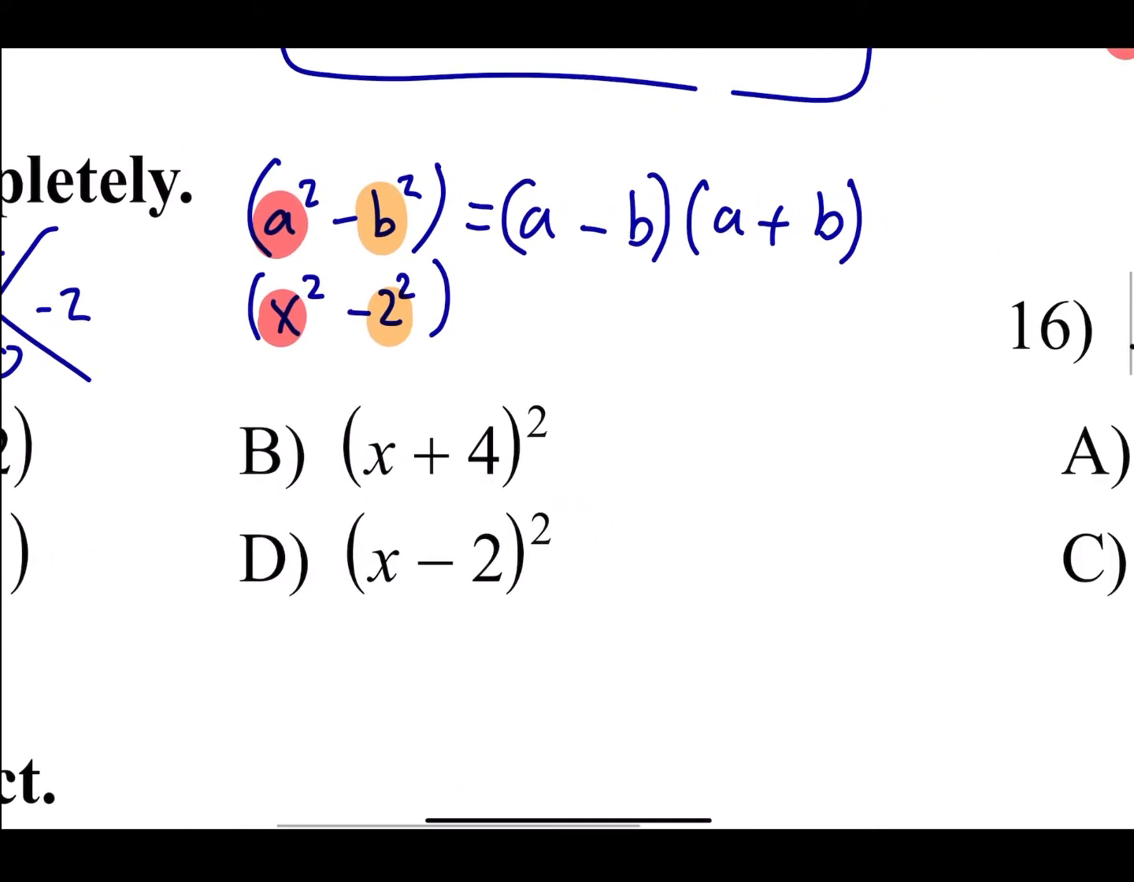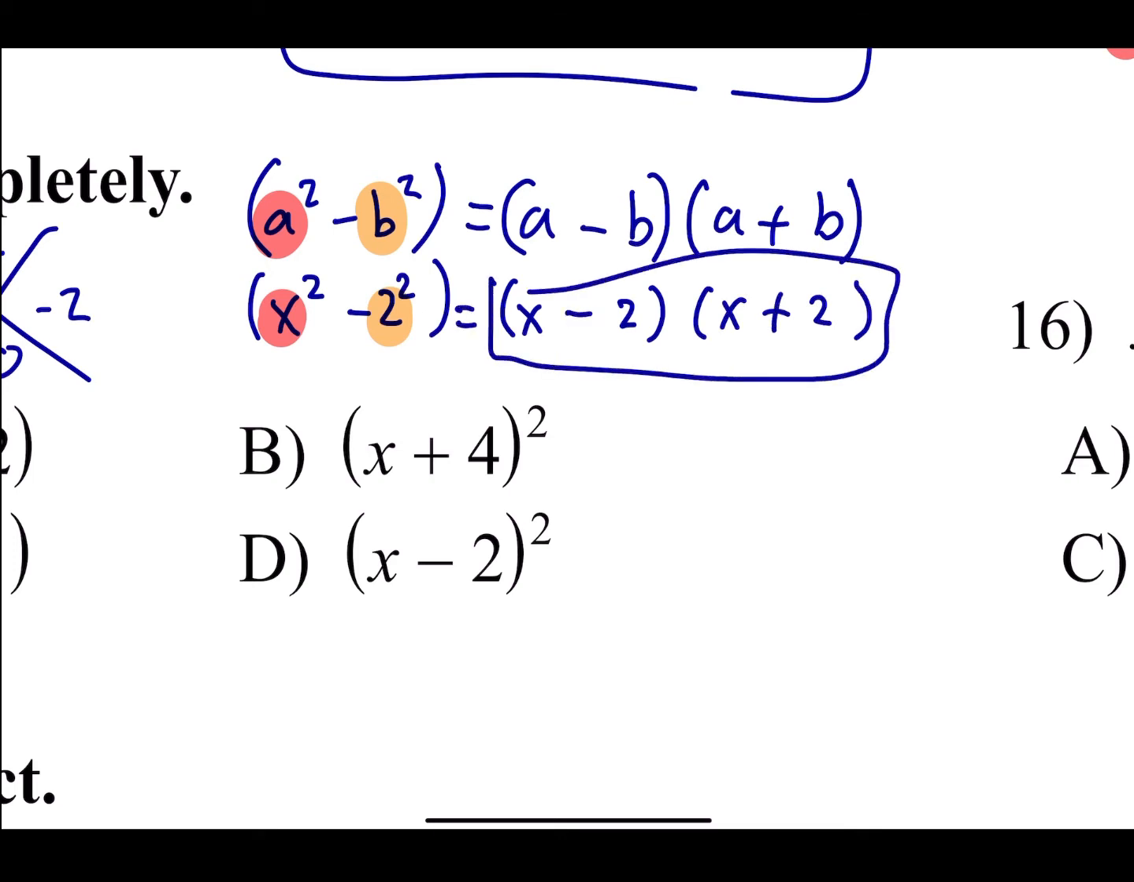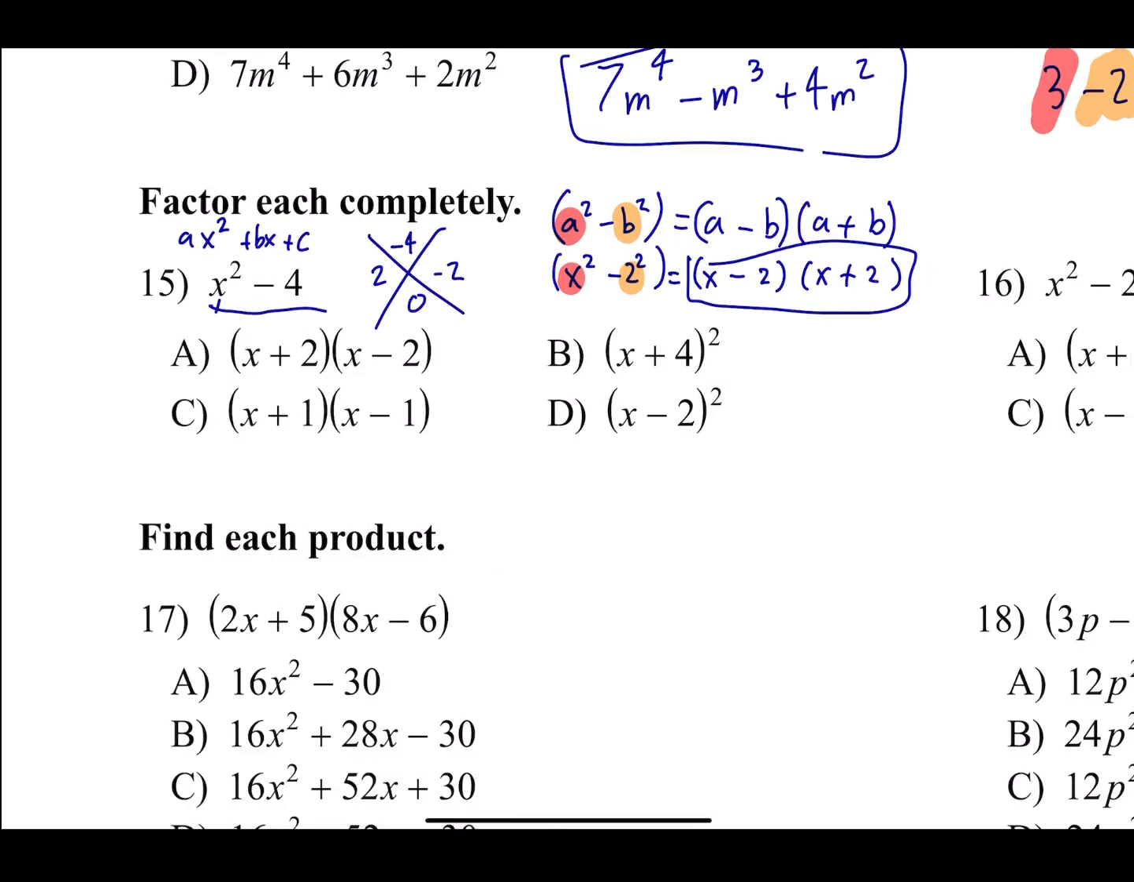So I could factor this real quickly as a shortcut. A is x, b is 2. And then make one of them minus, one of them plus. And that's the answer. Usually that makes your life easier.